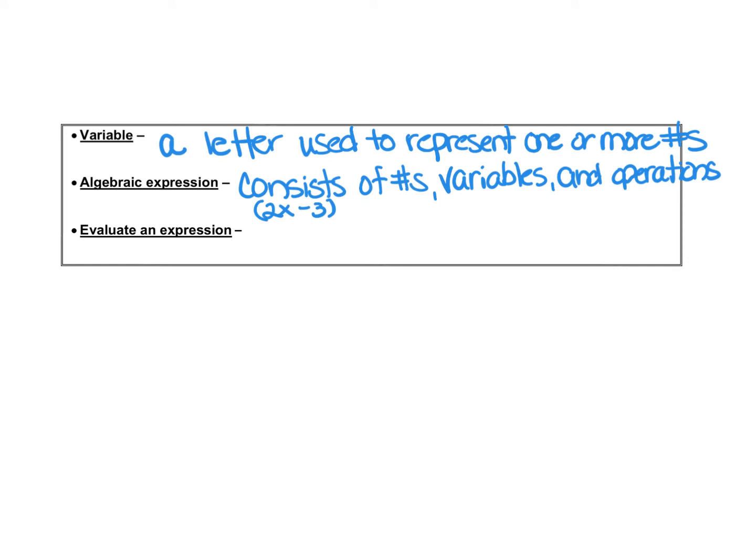And what does it mean to evaluate an expression? Well, that means to find the value by substituting a number for the variable. If it's a variable expression where you're given a variable in this algebraic expression, then it means to find the value by substituting a number for the variables.